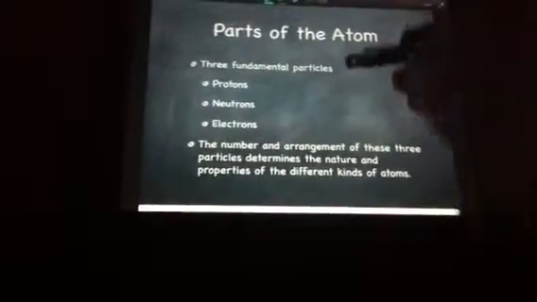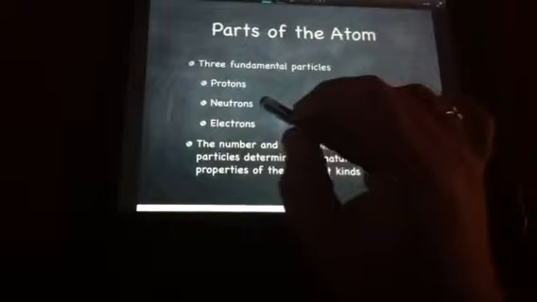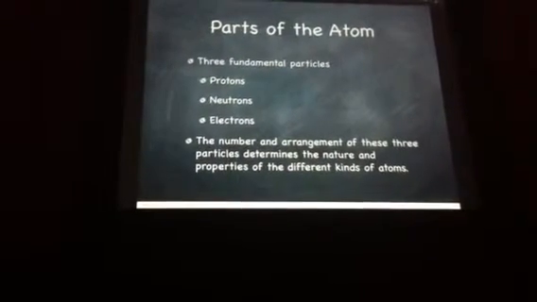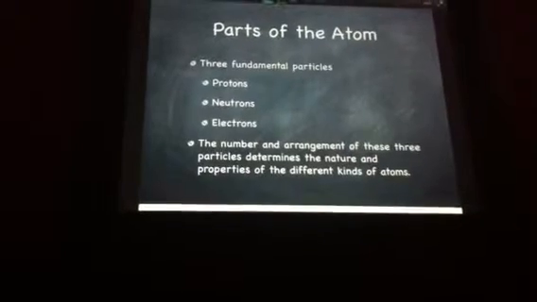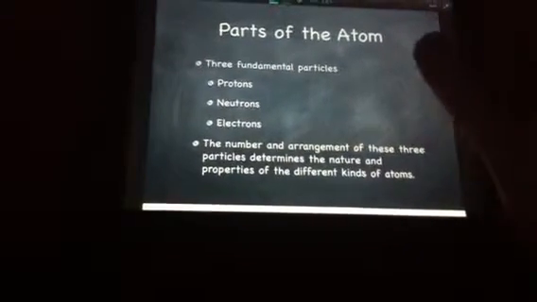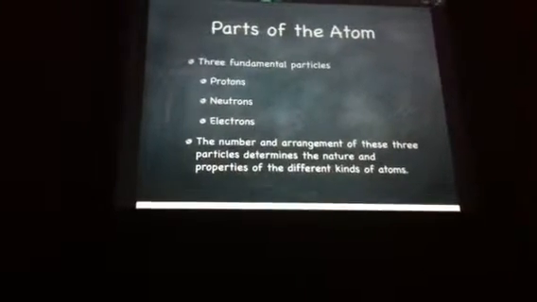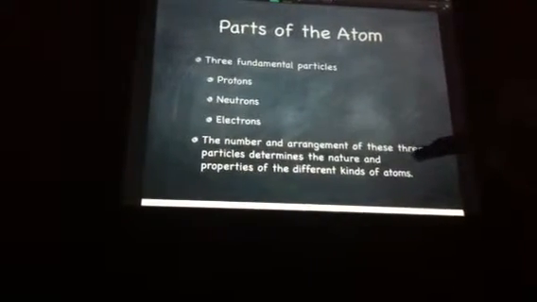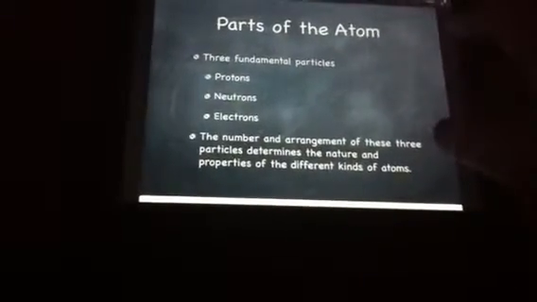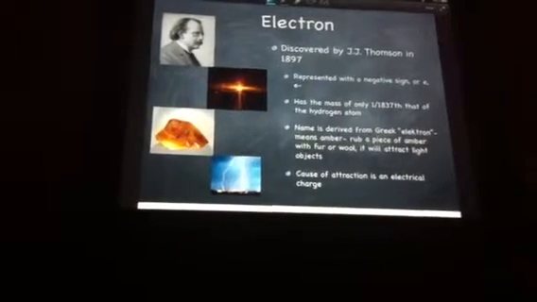You come in here and you should know protons, neutrons, and electrons. Okay? You should know where they're arranged. We're going to go back through and talk about the scientists who were in charge of discovering those. The number and arrangement of these three particles determines the nature and properties of the different kinds of atoms. And we're going to see that soon. You're going to have a full understanding of the periodic table beyond what you thought you knew.